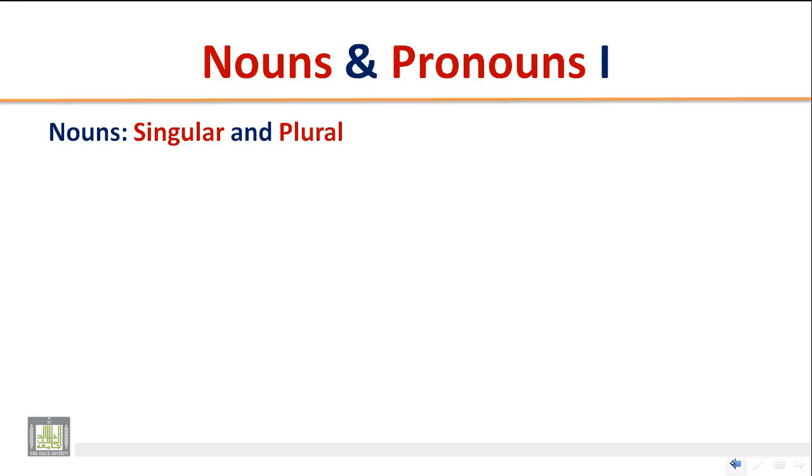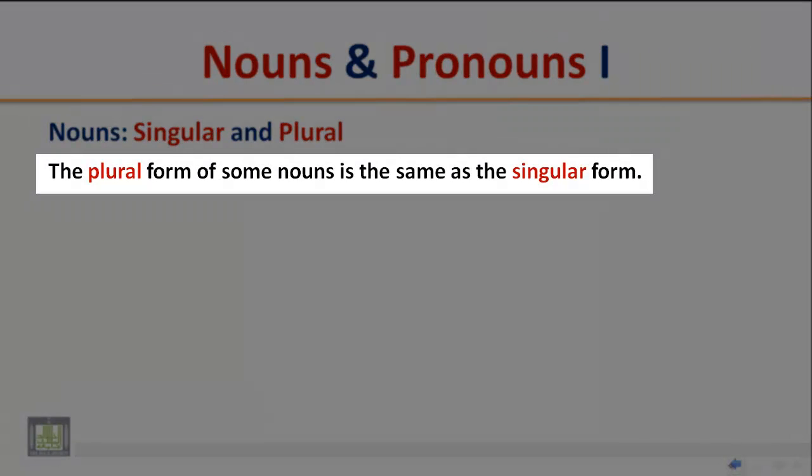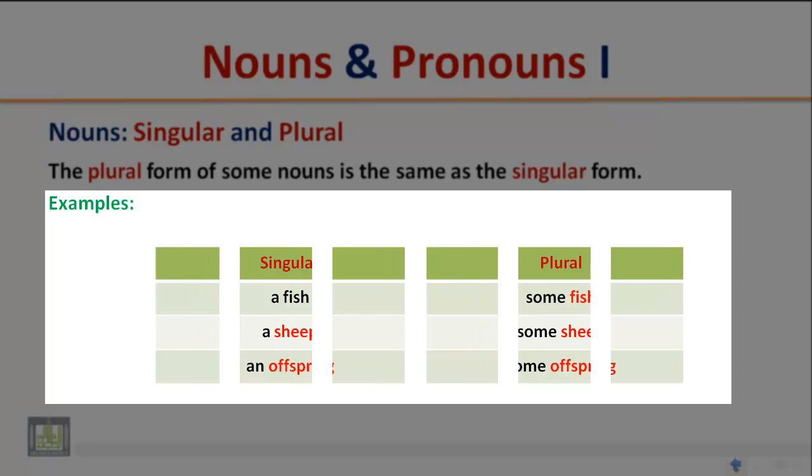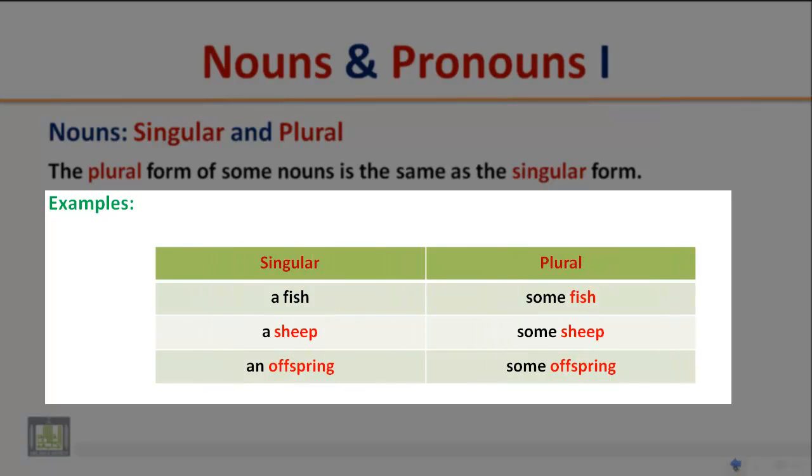Nouns, singular and plural. The plural form of some nouns is the same as the singular form. Examples: a fish, some fish, a sheep, some sheep, an offspring, some offspring. So here, the singular and the plural have the same form.